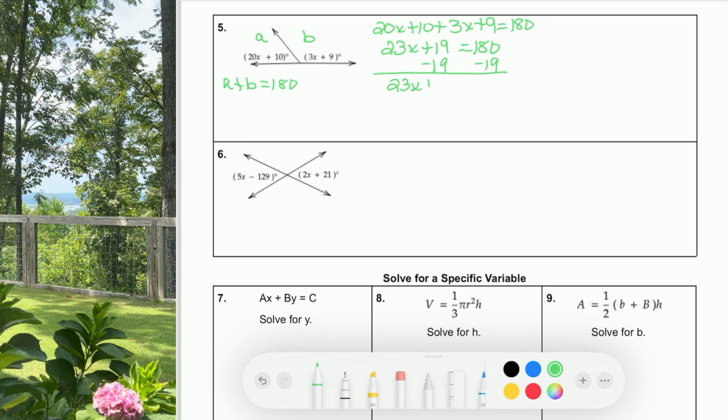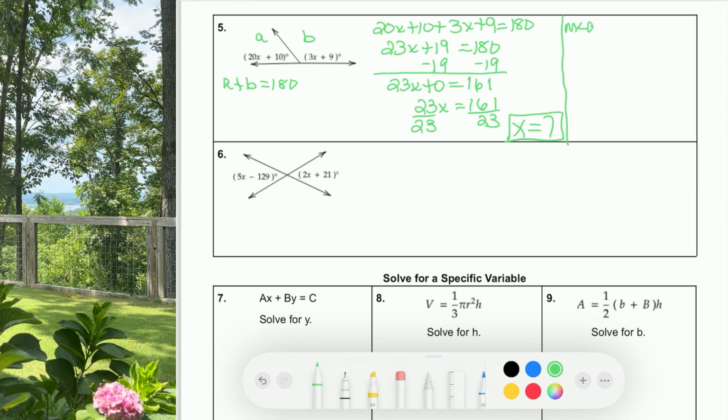I get 23x plus 0 equals 169. Does that look right? Nope, 161. All right, so we get 23x equals 161. Divide both sides by 23. Then I get x equals 7. All right, I know my value of x, but again, I need to find my actual angle measurements.